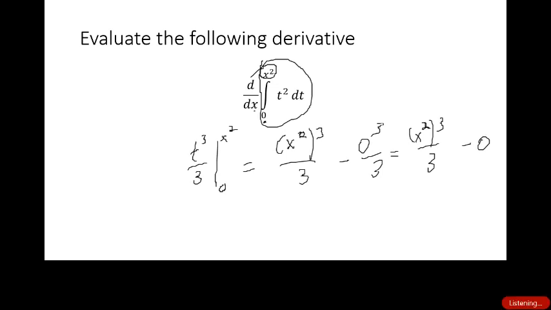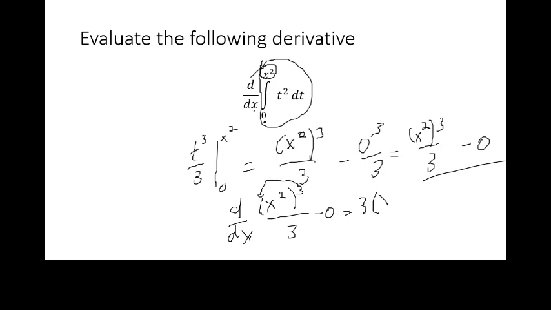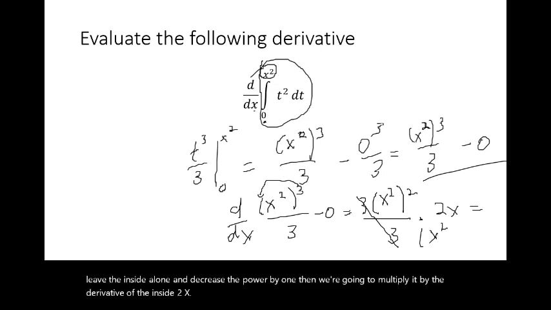So then we're going to take the derivative of this integral. So taking the derivative with respect to x of x squared to the third power over 3 minus 0. Now, because of the way I have it written, this will involve the chain rule. So the derivative of the outside, we're going to move down the power, leave the inside alone, and decrease the power by 1. Then we're going to multiply it by the derivative of the inside, 2x. When those cancel out, we are left with x squared times 2x.